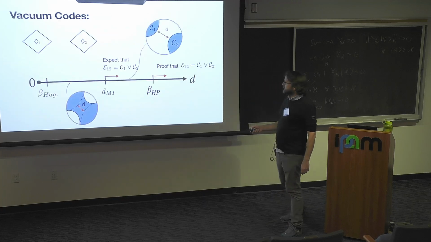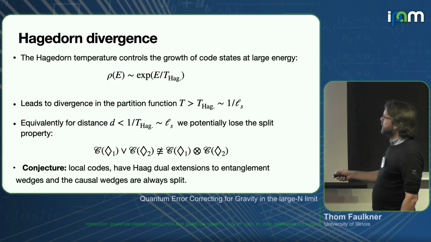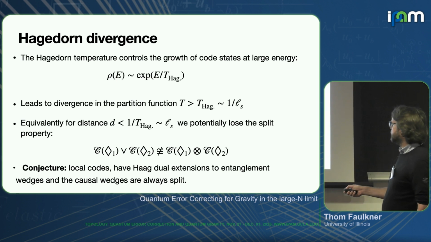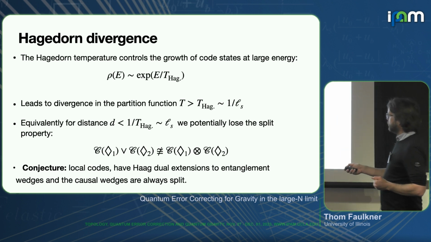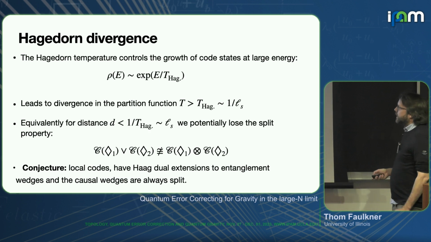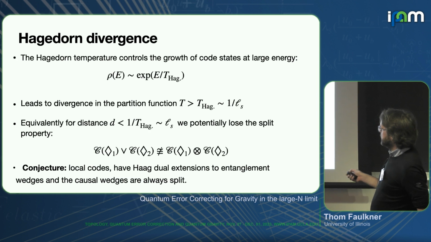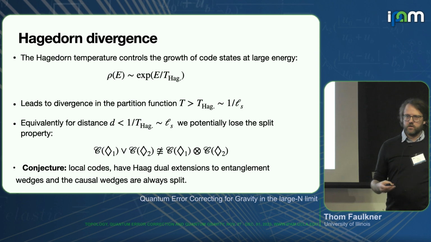And in particular, this means that if I have causal wedges that are sufficiently close, D is sufficiently small, it's possible that you lose this interesting property called the split property, which tells you that the algebraic union of these two diamonds is just the tensor product of the two diamonds. This need not be the case. This is something called the split property. It's not always the case. In local quantum field theory, we expect it's always the case. So this is now some way of distinguishing between codes that are stringy and codes that are not stringy.